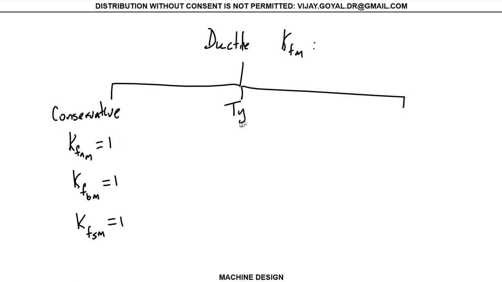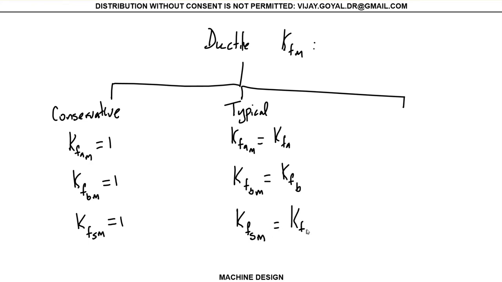The typical approach is the following. This is the one that we commonly use. We just assume, just like the case for the brittle case, that the values that you get from the charts, that's the value that we'll use. I know that you're wondering where I get those values from. Just hold on to that thought for a moment. We will get to that. KFS mean is KFS from the charts. The other approach is the non-conservative approach.